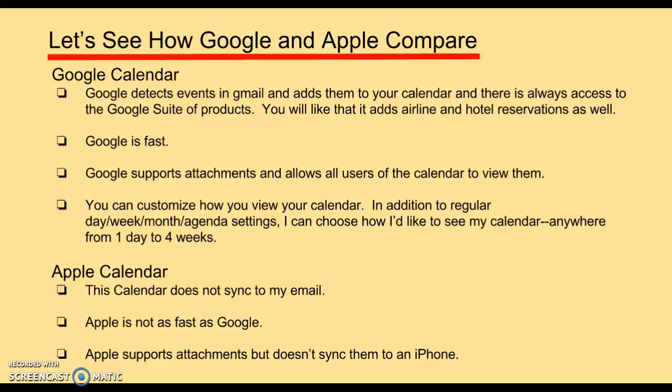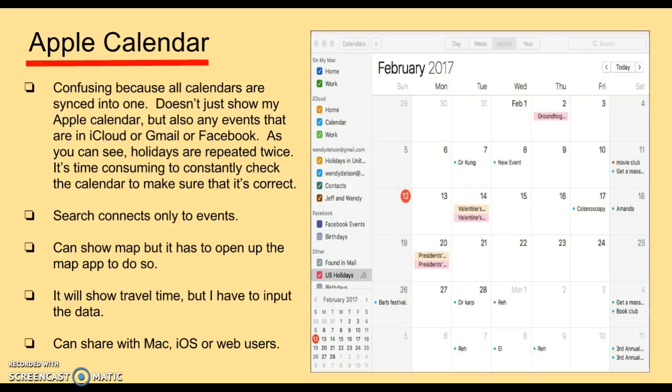The Apple Calendar doesn't sync to my email. It's not as fast as Google. Apple does support attachments, but it doesn't sync them to an iPhone. The Apple Calendar here looks very jumbled and confusing to me.